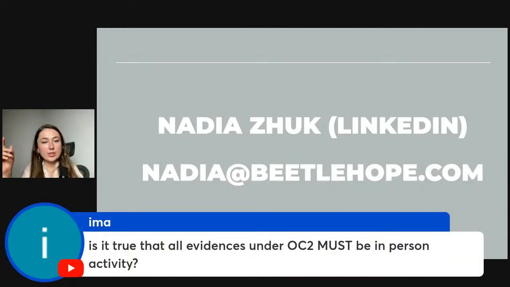Okay, so is it true that all evidences under OC2 must be in-person activity? So that's a good question. It's related to the somewhat recent update about mentoring, right? If you're using mentorship evidence, what I can say for sure is that it has to be a structured program with curriculum, and there needs to be a selection process for mentors and mentees, and there should be outcomes. So it should be organized, it should be formal. It cannot be like ad hoc mentoring on ADP list or whatever.